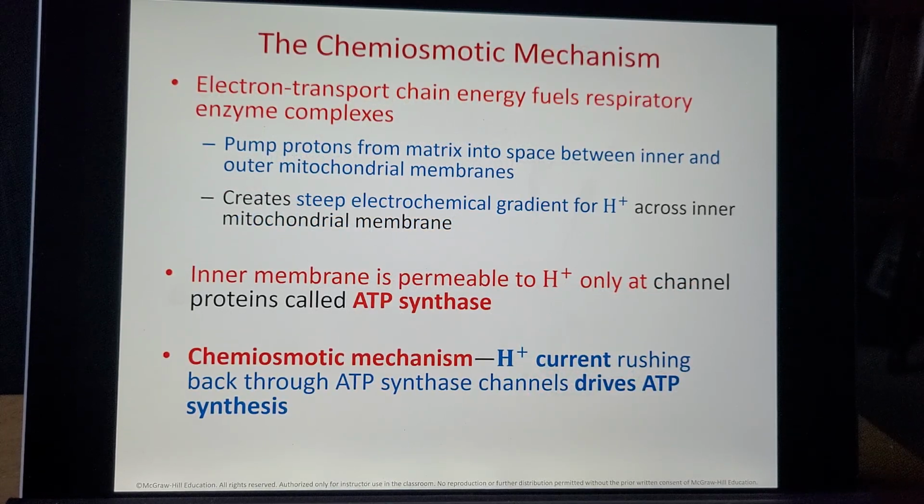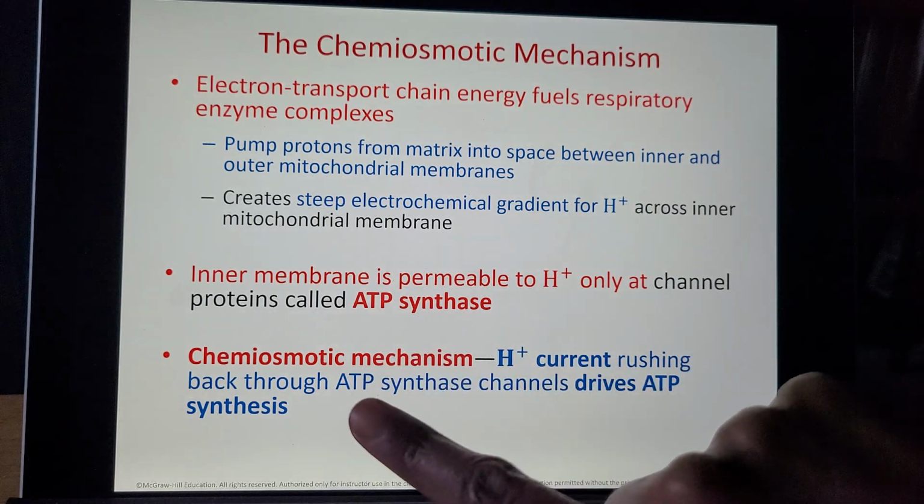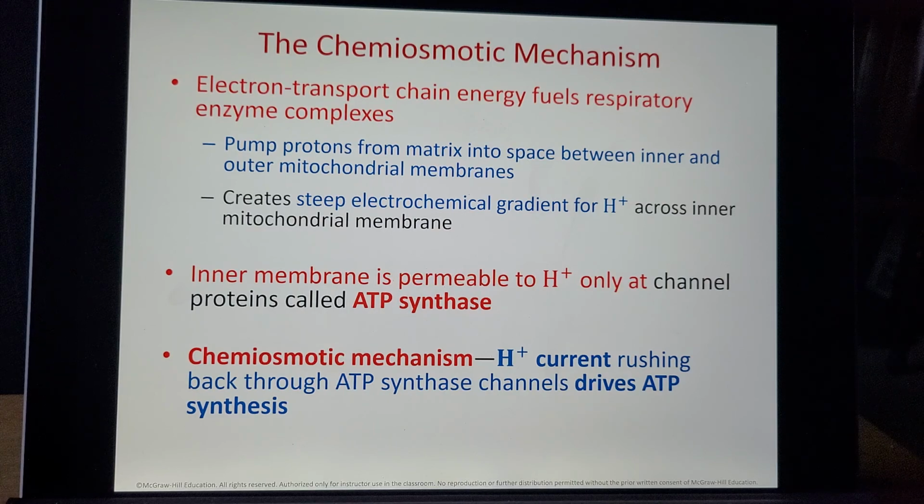As we are pumping protons into our intermembrane space, it's setting up a concentration gradient for a chemiosmotic mechanism. Basically, the hydrogen protons are going to go down their concentration gradient to power an enzyme called ATP synthase, and that's going to create our ATP molecules.